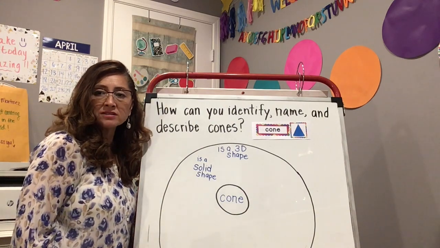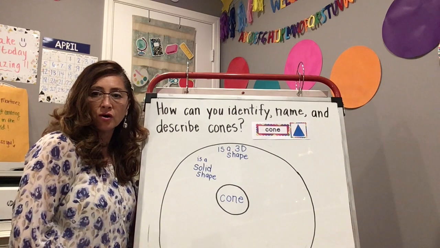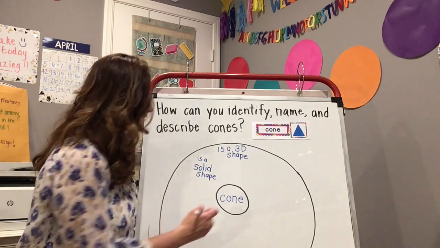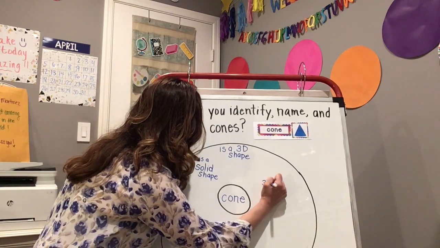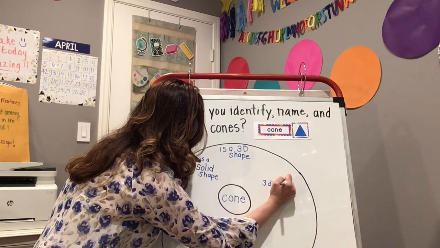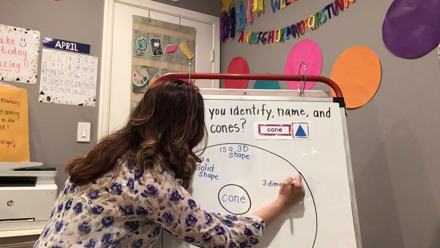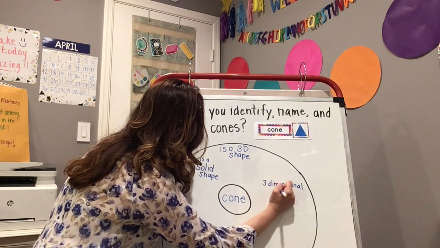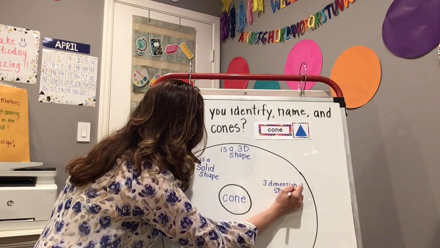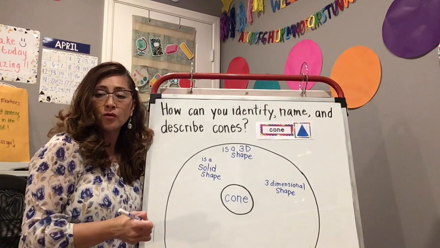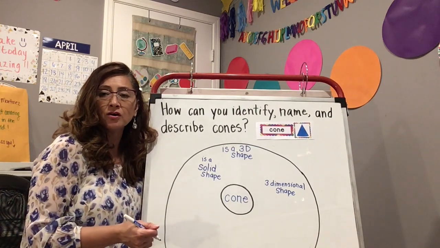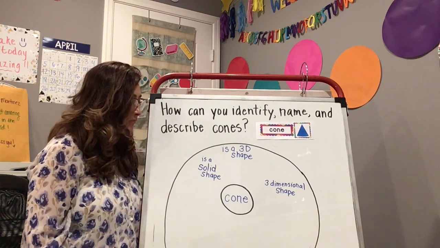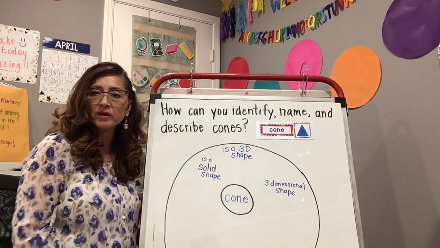Yes. What else can we say about the cone, or what else have you learned about the cone? Yes, that's right. A cone is a 3-dimensional shape. I'm going to write that here. It is a 3-dimensional shape. That means that we can hold it, and also that it takes up space. It's a shape that takes up space. Good. Anything else you remember we talked about?